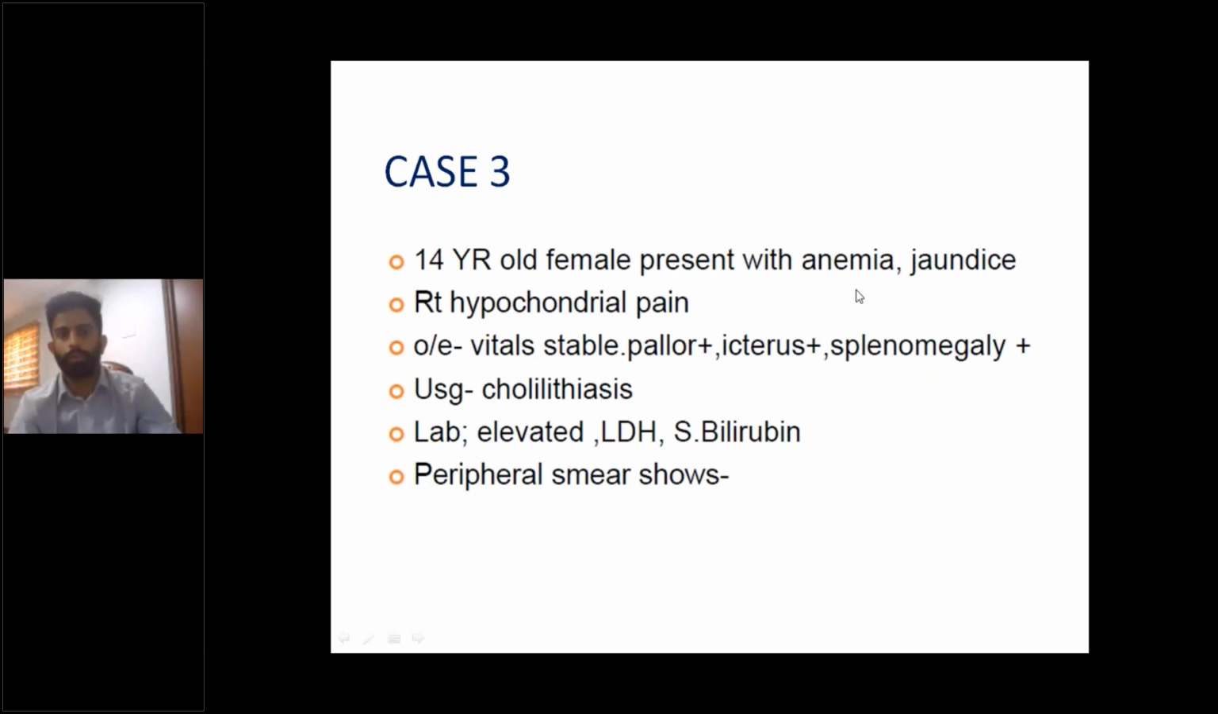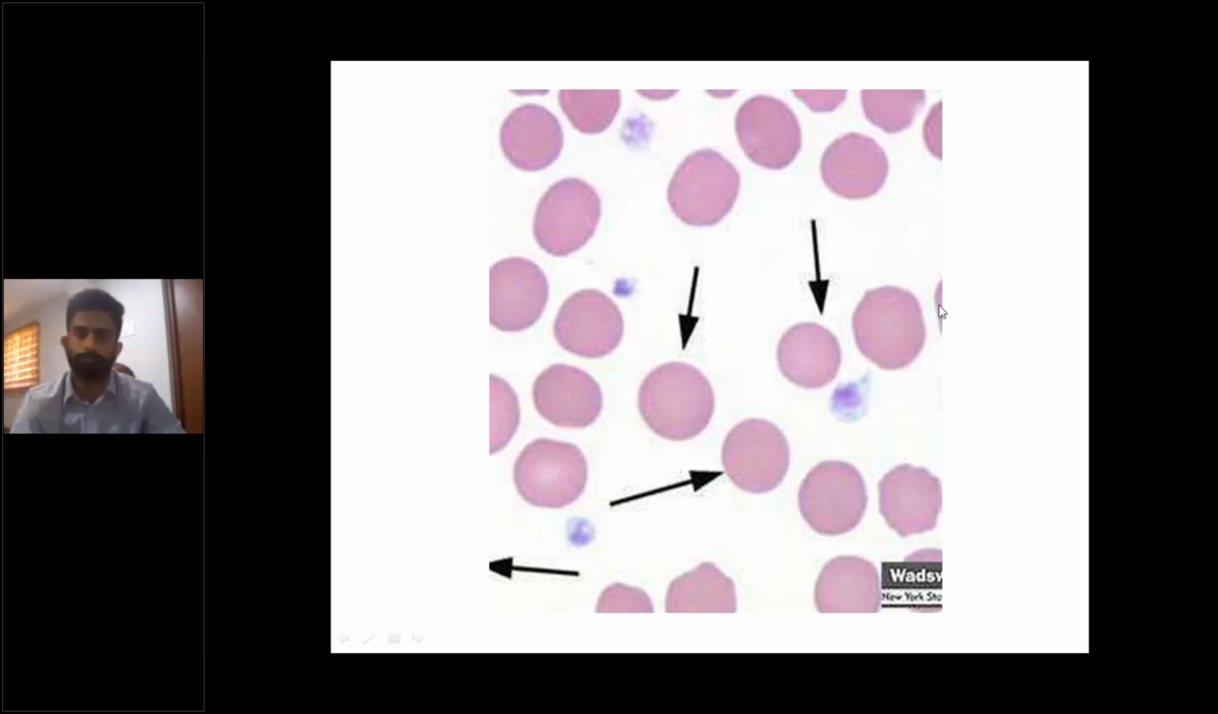Read the case again. 14-year-old female presents with anemia, jaundice, right hypochondrial pain. On examination, the vitals are stable. There is pallor, icterus, and splenomegaly. The ultrasound shows cholelithiasis, that is, there is a gallbladder stone. The lab values show elevated LDH and serum bilirubin. The peripheral smear shows this. See the peripheral smear and give me the diagnosis. If you know the answer, you can type in the diagnosis.